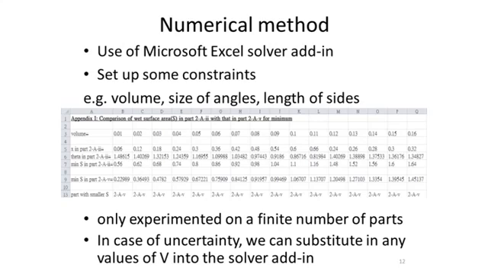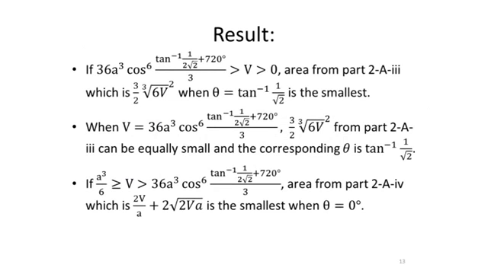By using the solver in Microsoft Excel, we can compare complicated expressions using the numerical method. We set up constraints for some variables and solve for the extreme values for a finite number of cases. There might be uncertainty on cases we have not tested, but we can always put the case into the solver and solve it. After comparing for the smallest contact area among the 4 cases, we got the following results.